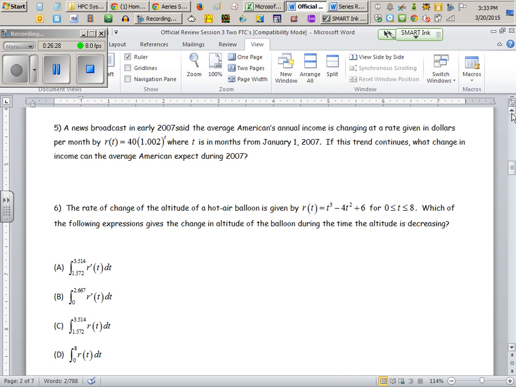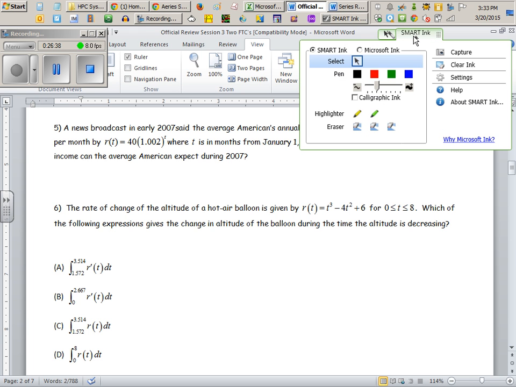This one's the news broadcast. Probably the same thing, right? You just integrate. Let's set up the integral first, then we'll check to see if it makes sense.